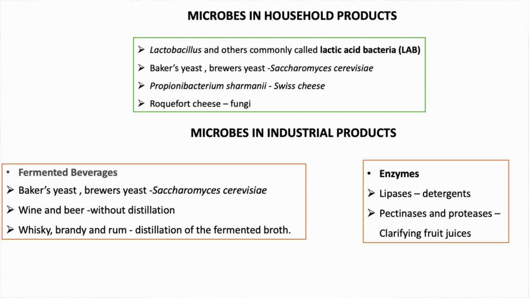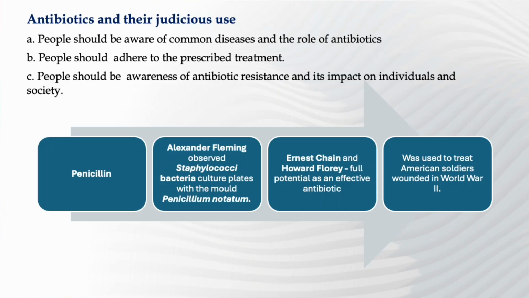Learn all the scientific names mentioned in the chapter. There are many products along with the uses explained in the chapter. Learn all of them. Learn about the judicious use of antibiotics, the scientists who were behind the finding of antibiotic, especially penicillin, Alexander Fleming, Ernest Chain, and Howard Florey, which is mentioned in the textbook.